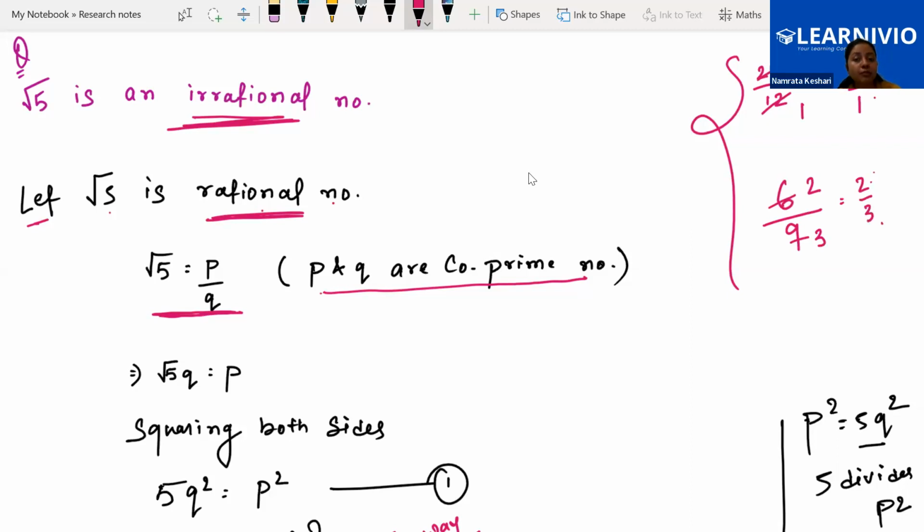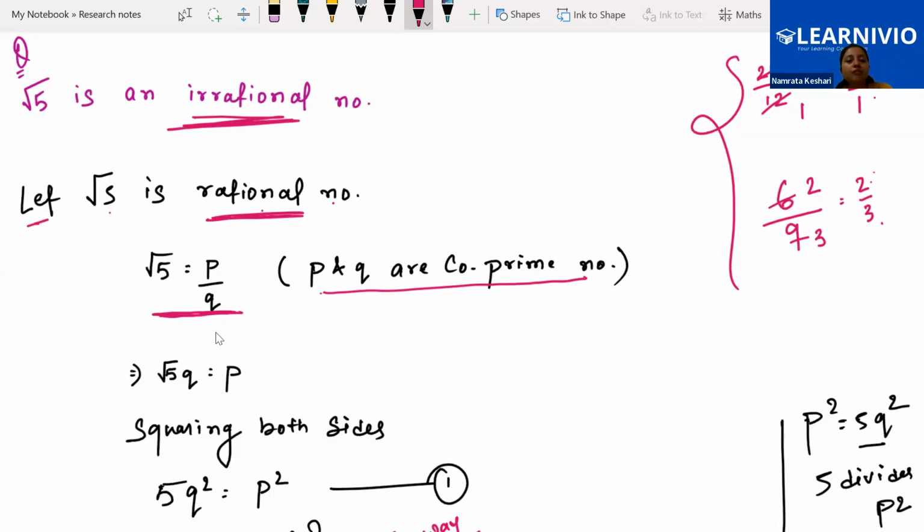What is the meaning of co-prime? A pair of numbers, like 2 and 3, where there is no common number which can divide 2 as well as 3. If that is the case, then we can say the numbers are co-prime. Or you can also say there is no common factor apart from 1. Similarly, here we have taken root 5 equals P by Q, and we kept P and Q co-prime. We are assuming that these two are co-prime. There is no number which can divide P as well as Q.